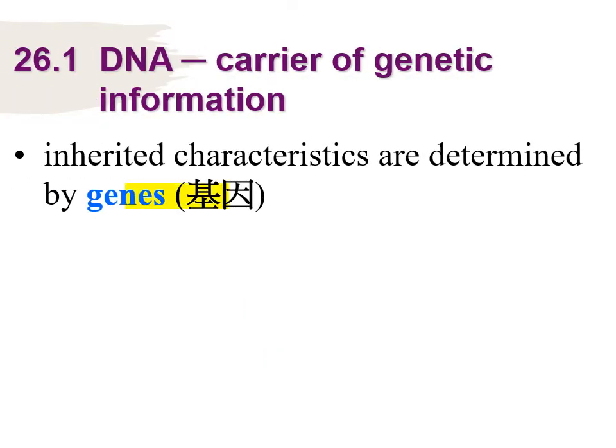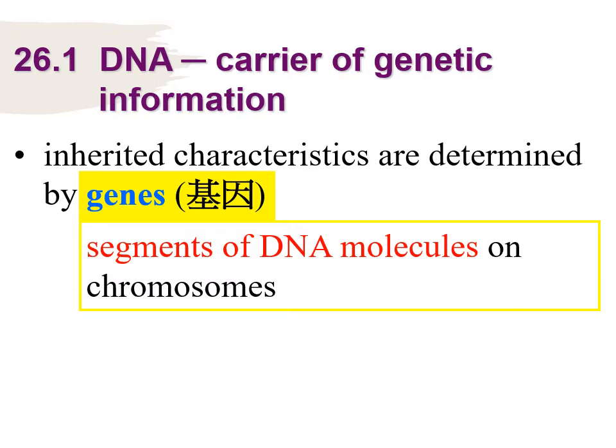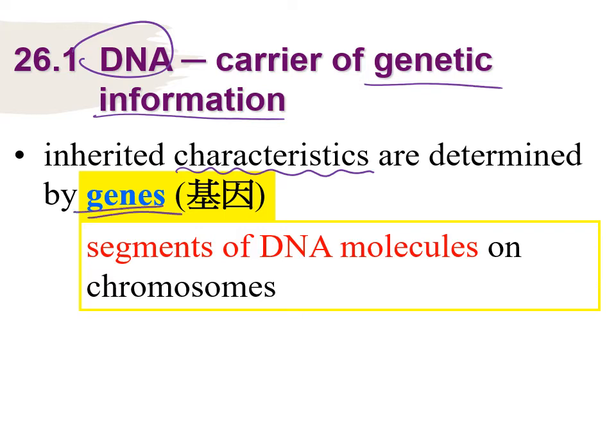To begin with, if you want to study genetics, you must know DNA, which is the carrier of genetic information. So all our body characteristics, 我哋嘅特徵啦, are determined and controlled by genes, 基因. And what are genes? A gene is actually a part or a segment of DNA on the chromosome. Are you still confused? Don't worry, I will explain it to you step by step.